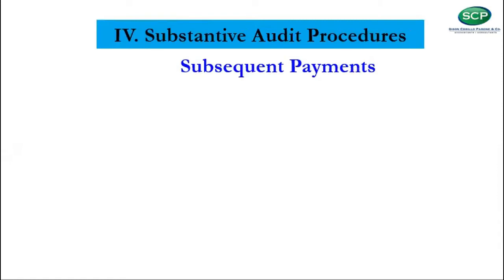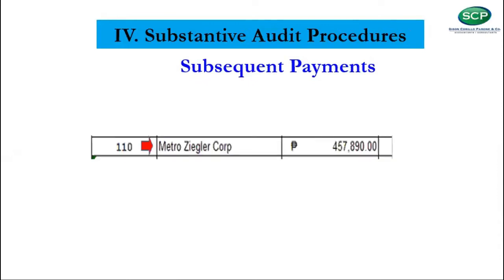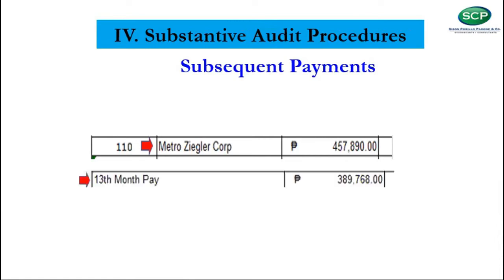But we should also not forget that there are two sampled items for testing for which no subsequent payment has been made yet. These are the accounts due to Metro Ziegler Corp for 457,890 pesos. So these are the outstanding liabilities for which no subsequent payment was noted. And the accrued 13th month pay for 389,768 pesos. So what should we do with these two accounts na walang subsequent payments?